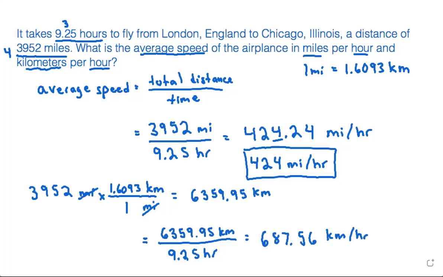which again, we need to round that to 3 sig figs. So we round to the 7, the number to the right is 5 or larger, so we add 1 to the 7 to make 688 kilometers per hour. That would be the final solution for the second part.